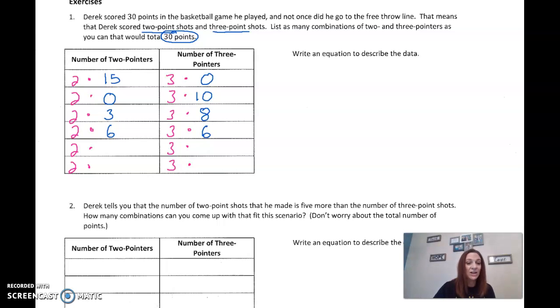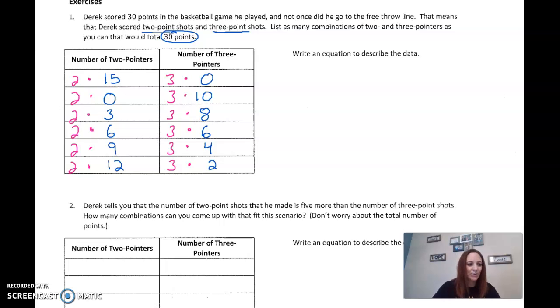Another combination you could have is 9. 2 times 9 is 18. 30 minus 18 is 12. So 3 times what number equals 12? 4. The last one I'll tell you is 12, because 2 times 12 is 24. That would mean there's 6 points left over, so we could go 3 times 2.